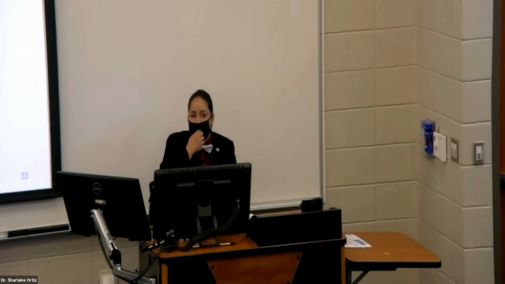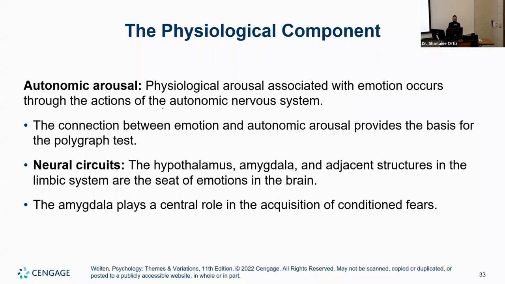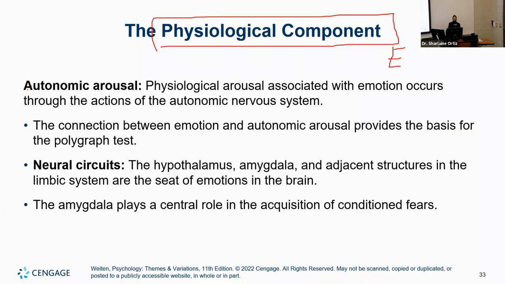Any questions about the cognitive component of emotion? Let's move on into our second component of emotions. Let's talk about the physiological component. So this is our second component for an emotion. And in the sense of autonomic arousal, this is simply your physiological arousal. And it's going to occur basically in your autonomic nervous system.